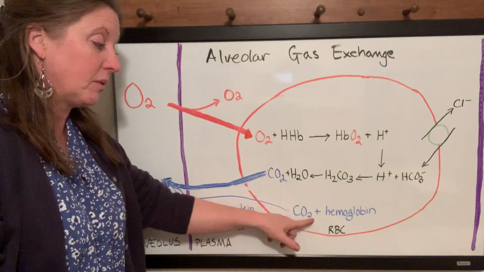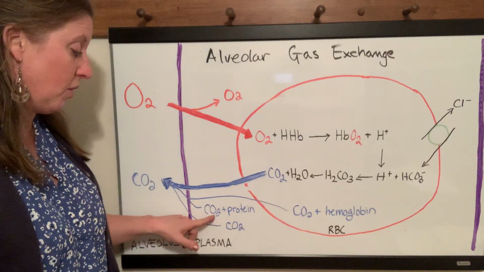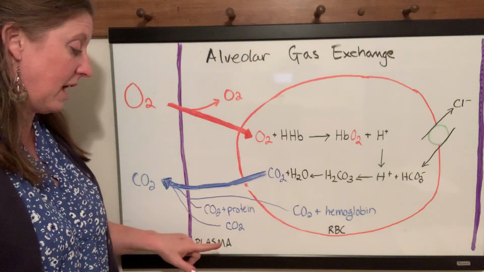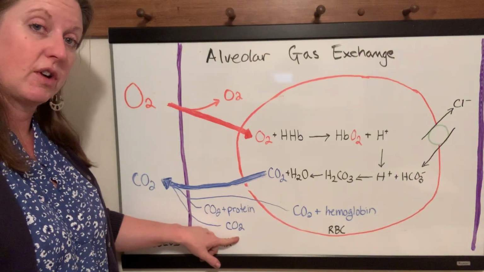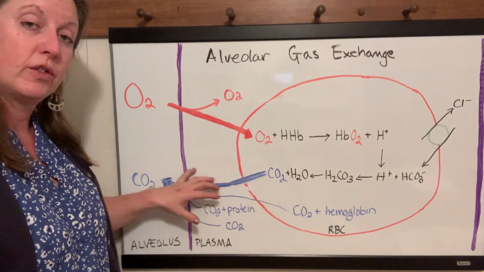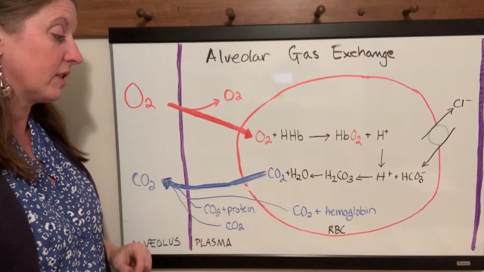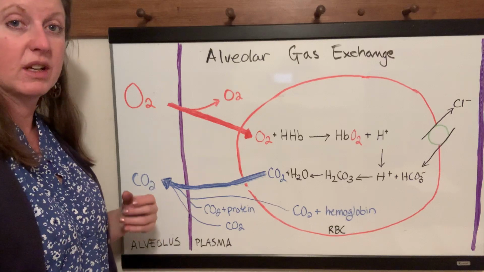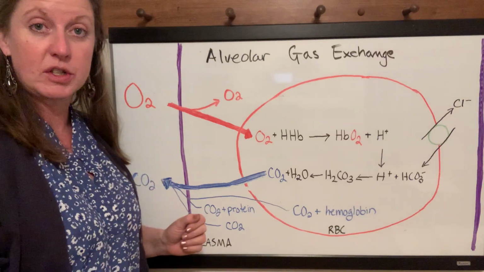Carbon dioxide that was traveling bound to hemoglobin or to other proteins in the plasma, or just by itself dissolved in the plasma, also all diffuses into the alveolus because of the pressure gradient, which is similar to a concentration gradient.